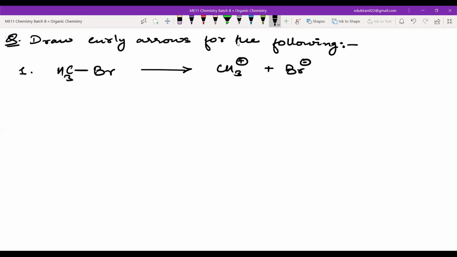So what do you think is happening here? Where should the tail of the curly arrow be, guys? The tail of the curly arrow should be at what? Like this, and it should be somewhere like this, right? So this is the tail.